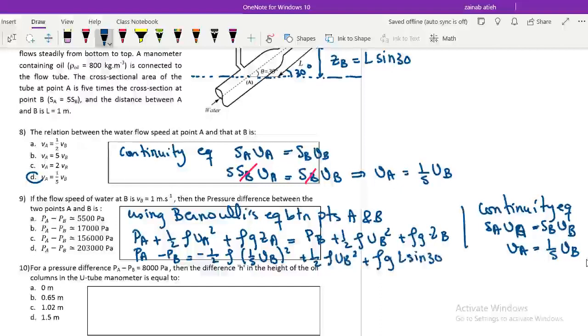Okay, I have everything. I have VB squared, I have rho which is 1000, I have rho g. g is 10. The g in this case is given to be 10 meter per second squared, or 10 Newton per kilogram in SI unit. So we have everything. We have L sine 30. Substitute, and you calculate it.